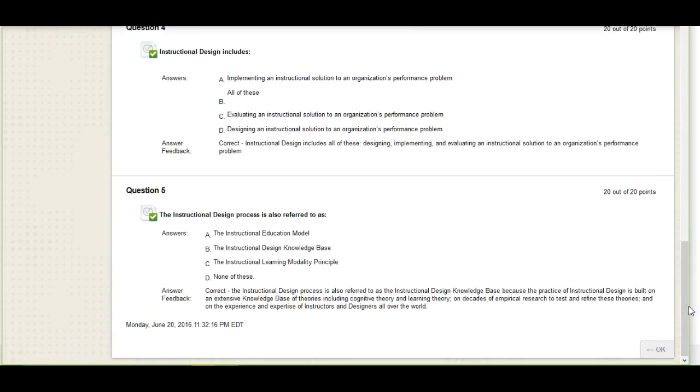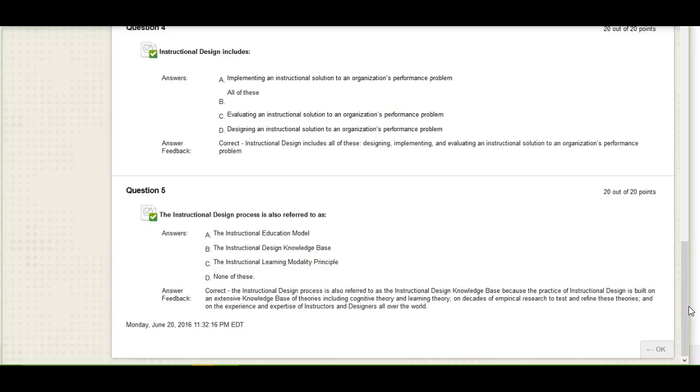And finally, question 5. The instructional design process is also referred to as A. The instructional education model. B. The instructional design knowledge base. C. The instructional learning modality principle. Or D. None of these. The correct answer is B.